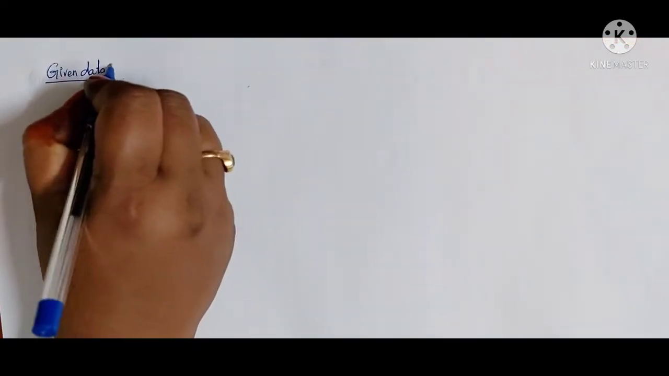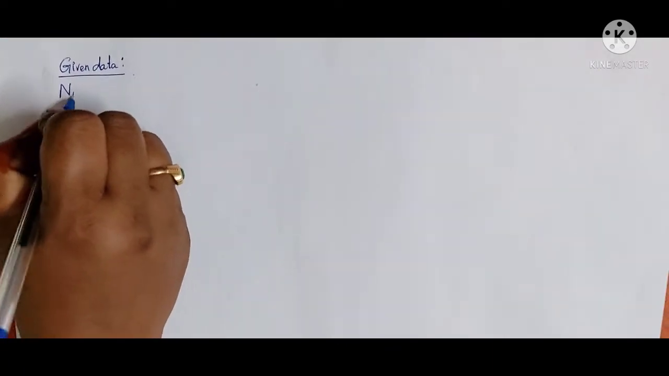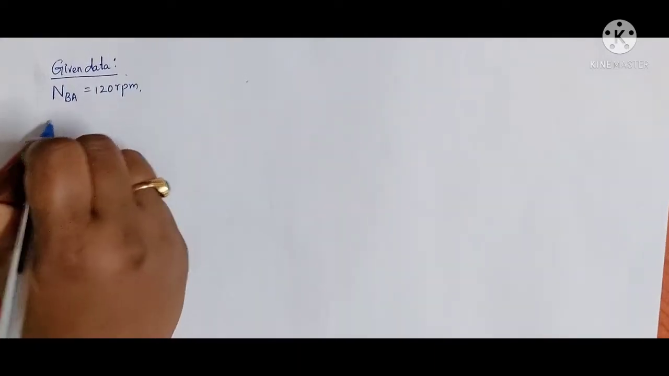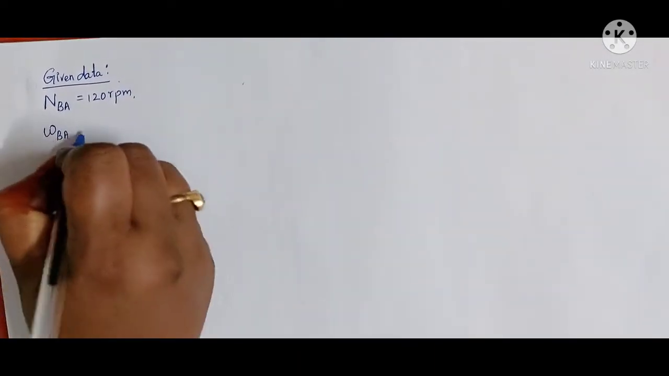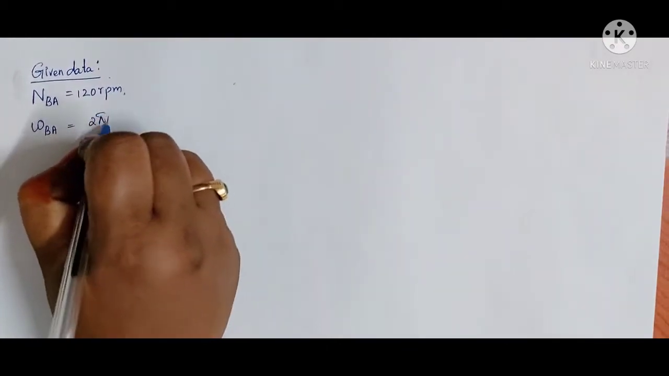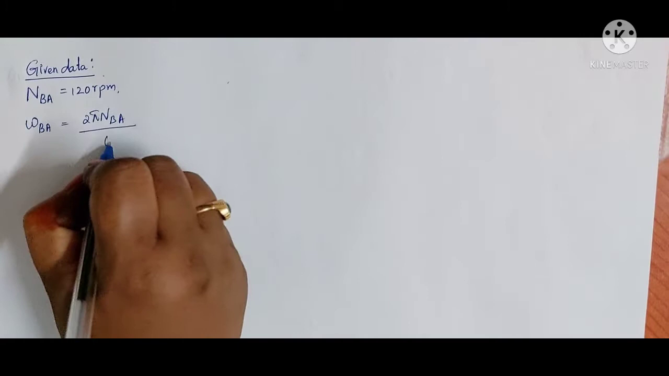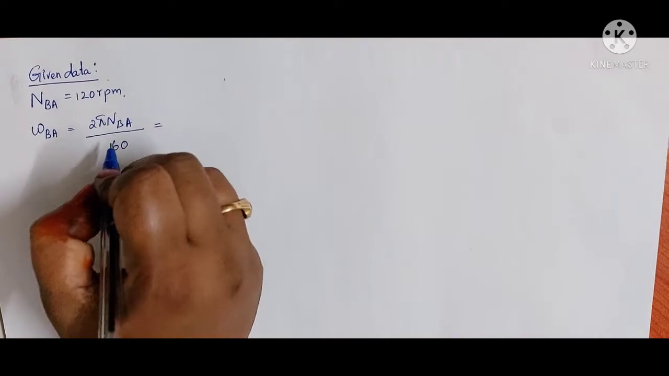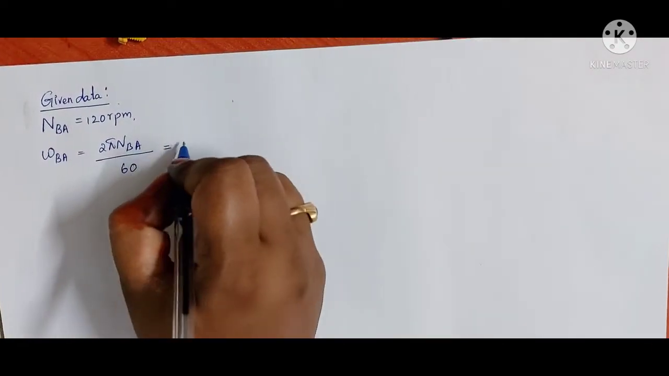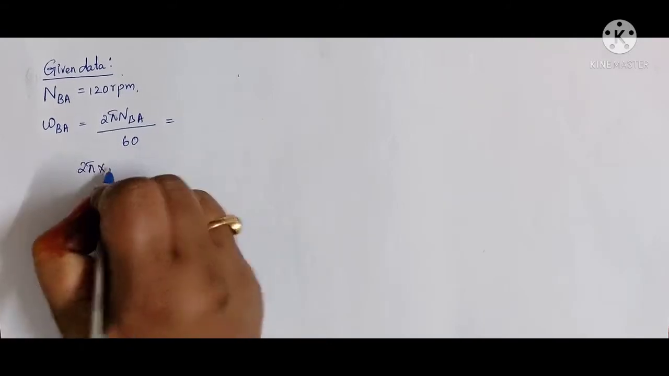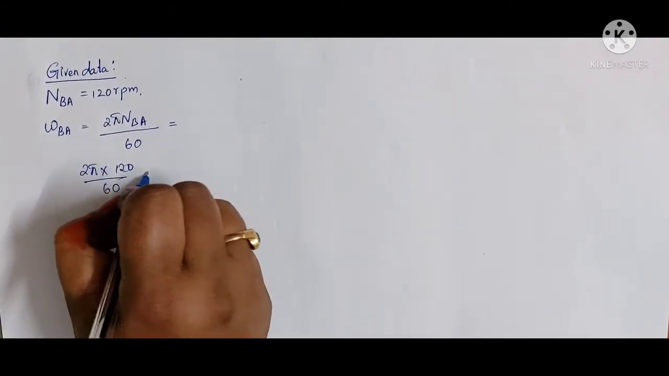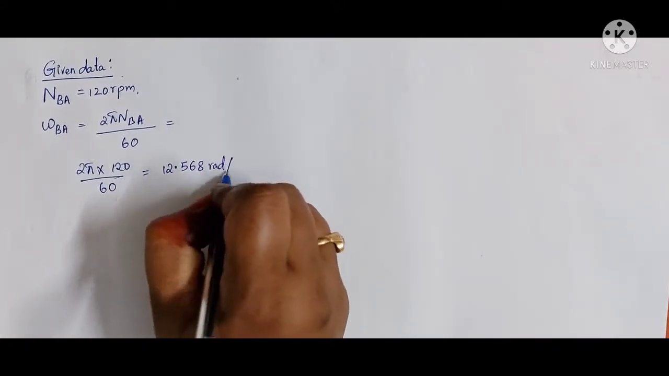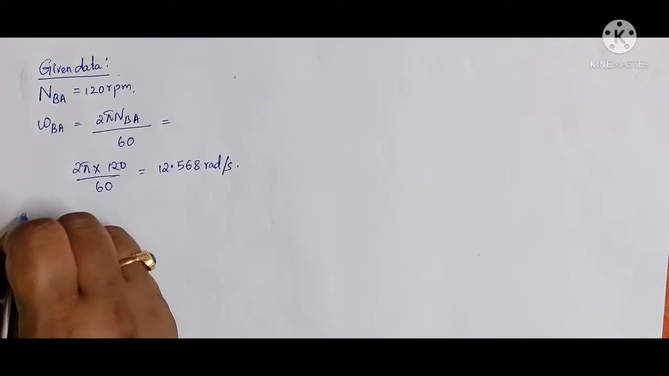So first you just write down the given data. Given data is NBA is 120 rpm. From this you can find out omega BA. So omega BA is 2 pi NBA by 60. Applying the values, 2 pi into 120 by 60, you will get 12.568 radians per second.